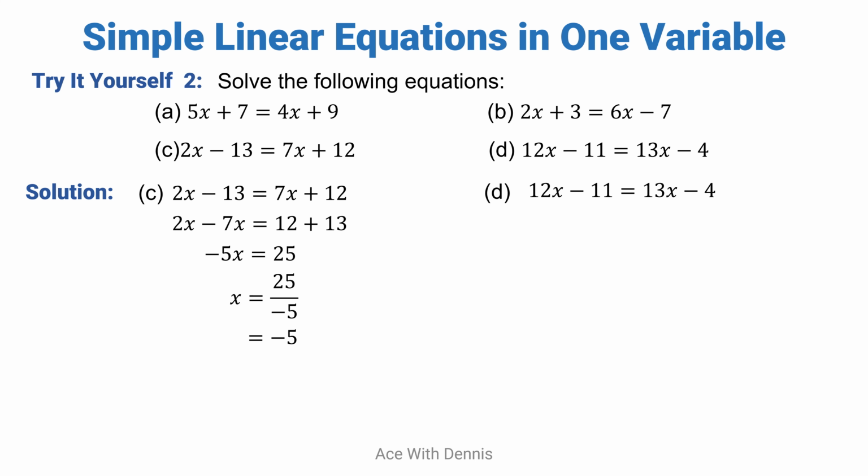Okay, for D, 12x minus 11 equals 13x minus 4. So now again, I want to purposely make it a negative x term. So I move the 13x to the left side and the negative 11 to the right side. The equation becomes 12x minus 13x equals negative 4 plus 11, which is negative x equals 7. Hence, x will be negative 7.